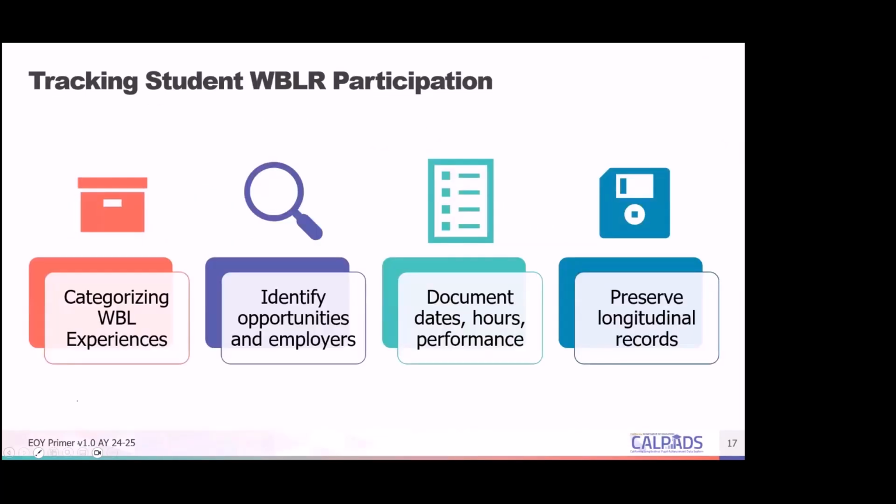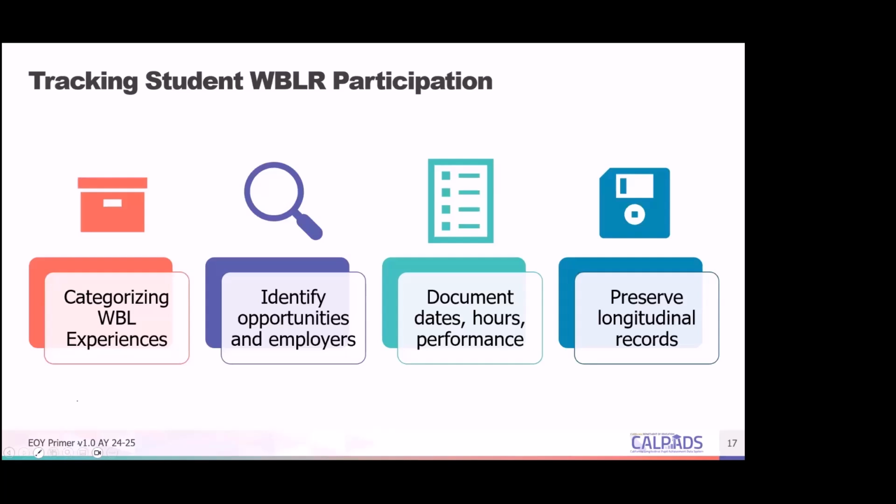In end of year one, LEAs are also required to track student work-based learning participation, and you do that in CALPADS with the work-based learning or WBLR record. Federal legislation references work-based learning in the Strengthening Career and Technical Education for the 21st Century Act, which is part of Perkins 5. It's also referenced in the Every Student Succeeds Act of 2015 and the Workforce Innovation and Opportunity Act of 2014. And these federal policies are implemented at the LEA level in 4 ways.